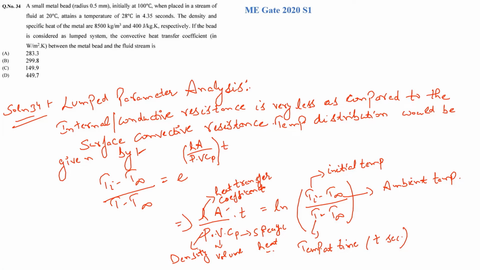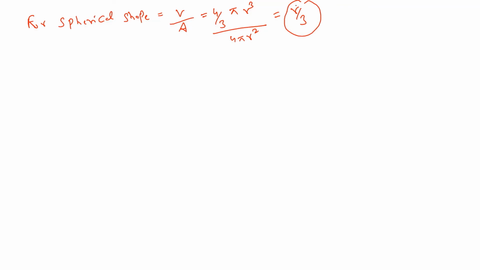Now we know that the bead would be in the spherical shape. So for the spherical shape, if we simply solve it as per the radius, 4 by 3 pi r cube divided by the area of the sphere, we will be having r by 3.